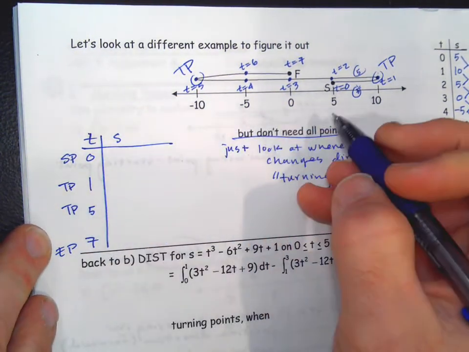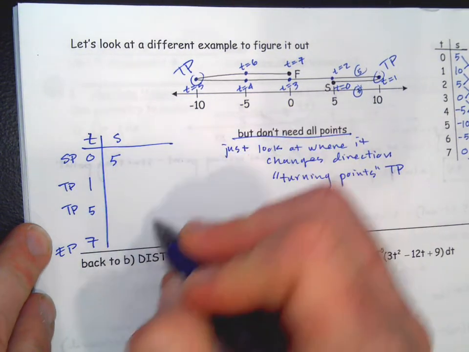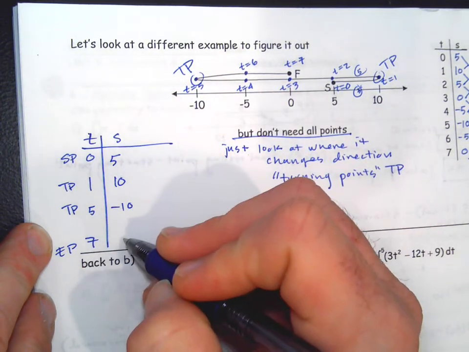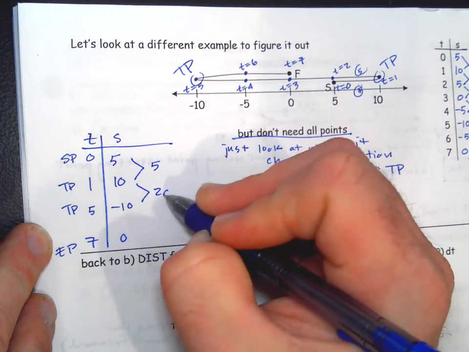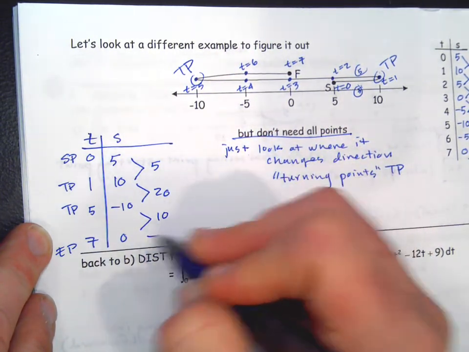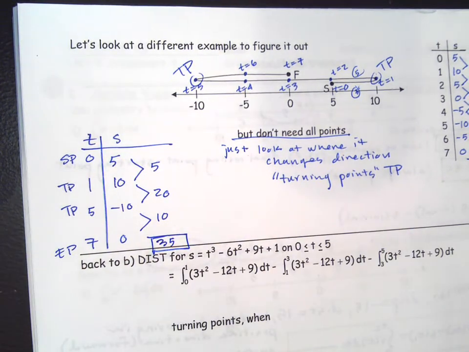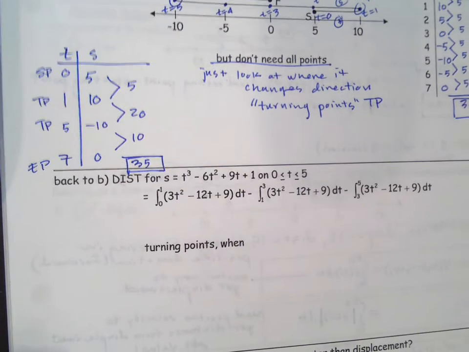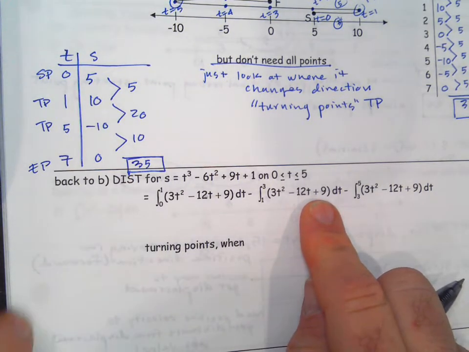And if we just plug those values in, at time 0, it was at 5. At time 1, it was at 10. At time 5, it was at -10. At time 7, it was at 0. And if we do the distance between these, it's 5, then 20, then 10. Guess what we get? We get 35. Much faster, right? So let's see if we can take advantage of that. Now, there's something else cool about this. So this is what we did before. This is what we got before. Let's make a table.